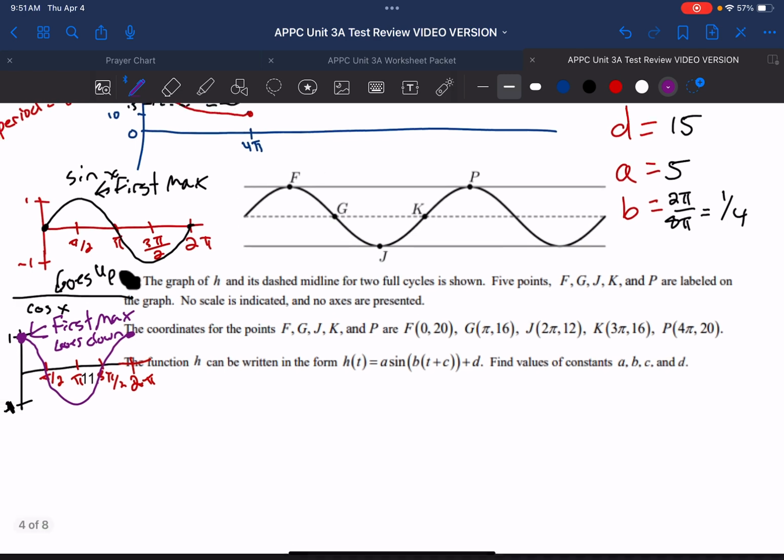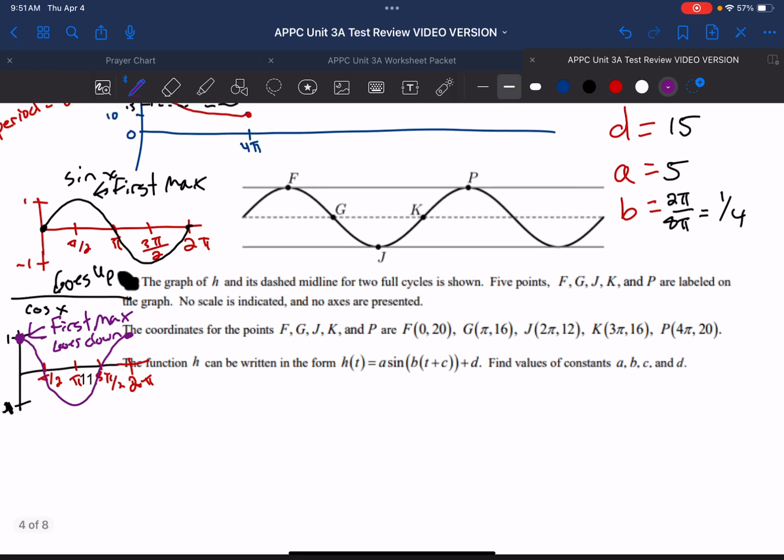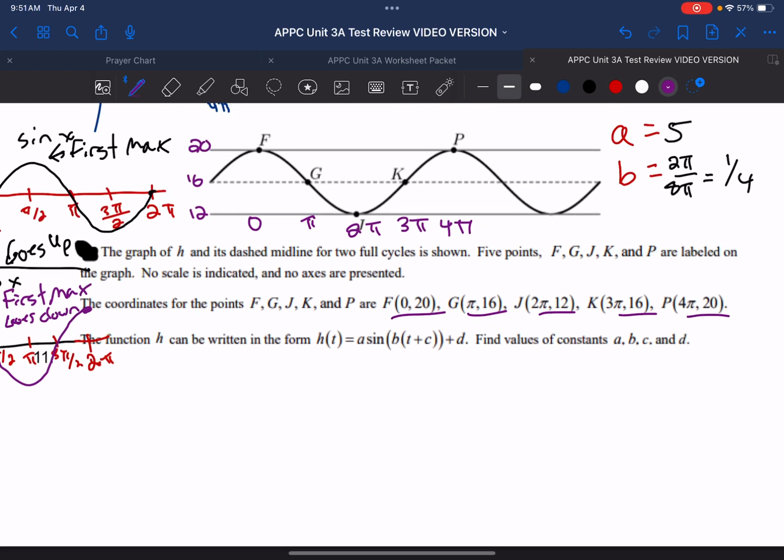So that was just a little bit of a lesson that we'll use in this. So let's use our points here to label my axes. F is at 0, 20. G is at pi and 16. 2 pi, 12. 3 pi, 16, and 4 pi. So if I have my function, this is where my phase shift is introduced for the first time here.